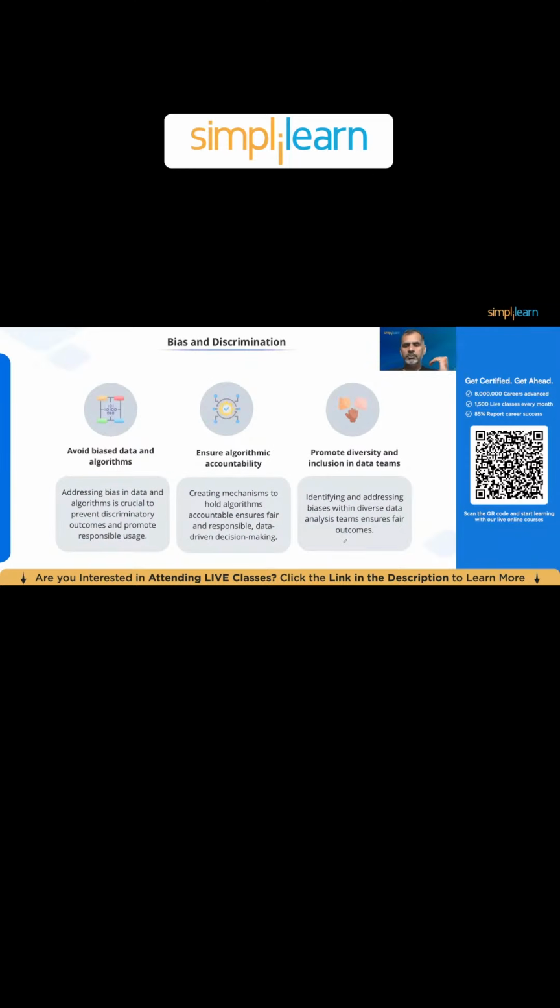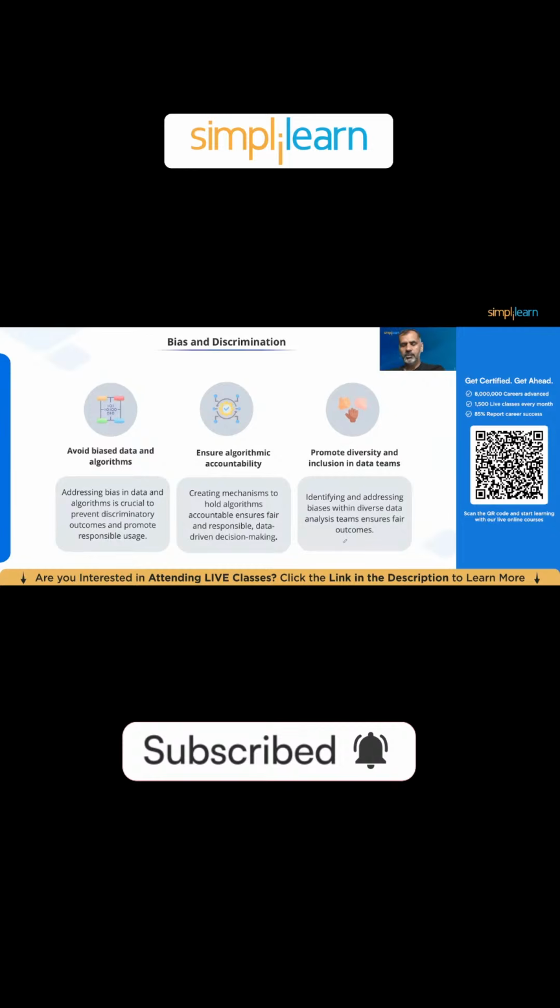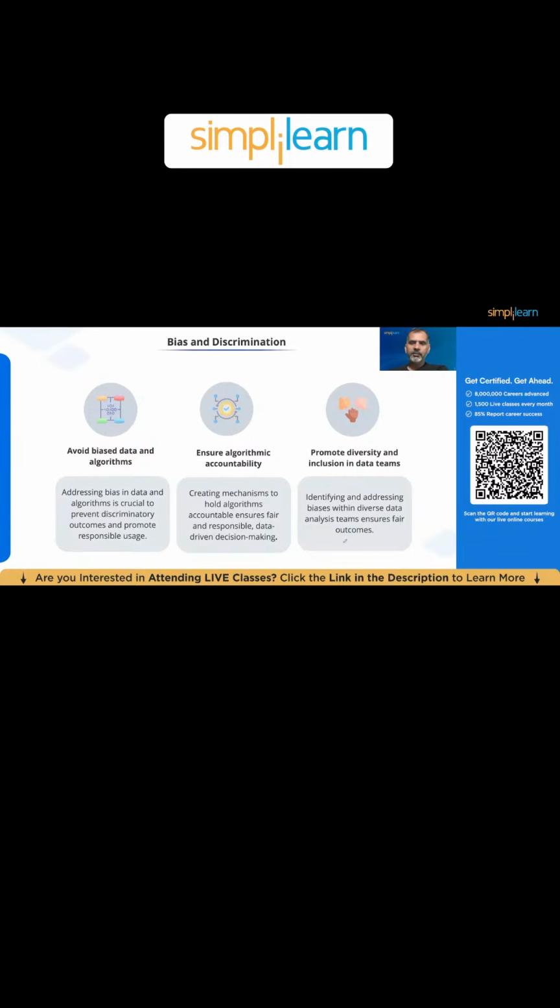This is one of the important aspects. As I said, bias and discrimination is very important because if your data is not collected fairly, it will come with a bias. And when you train any model on biased data, the predictions are also going to be biased, and that will introduce discrimination. So the very first thing is that when we collect the data, we avoid biased data and algorithms. Addressing bias in the data and algorithm is crucial to prevent discriminatory outcomes and promote responsible use as well. That's a very important concern whenever we build such models that are specifically built for a community, for societal applications.